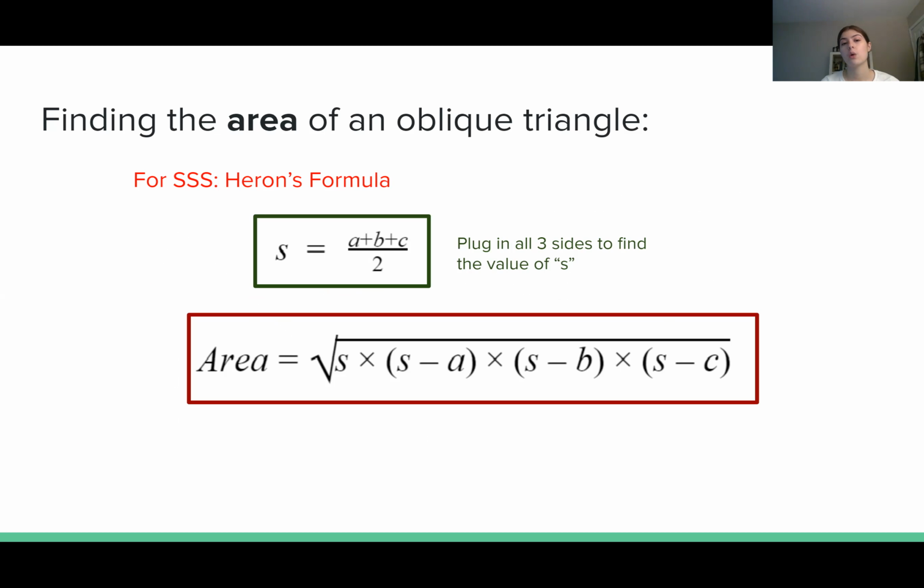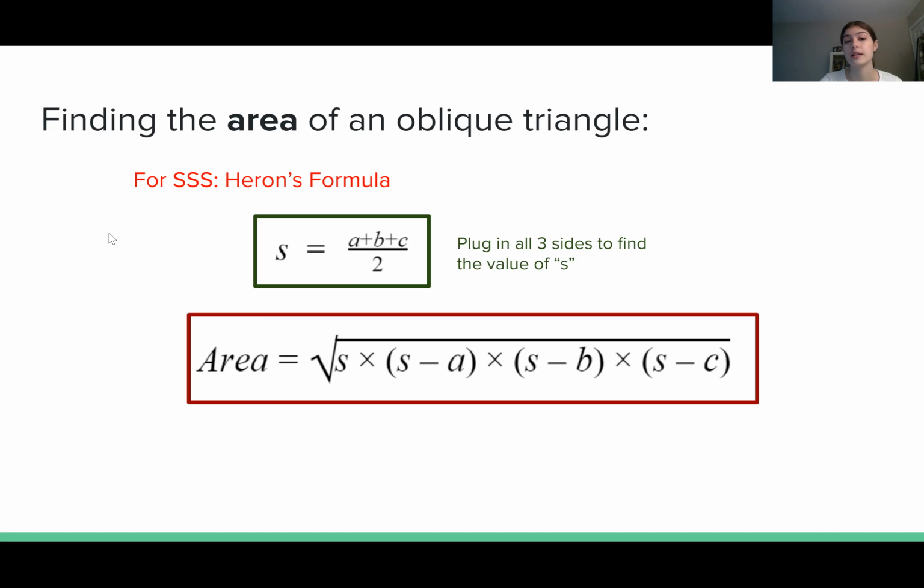So then, once we get the value for this letter S, we can plug it into our actual area formula. What is our area formula in Heron's formula? Well, it is the square root, a big square root, of S times S minus A times S minus B times S minus C, okay?